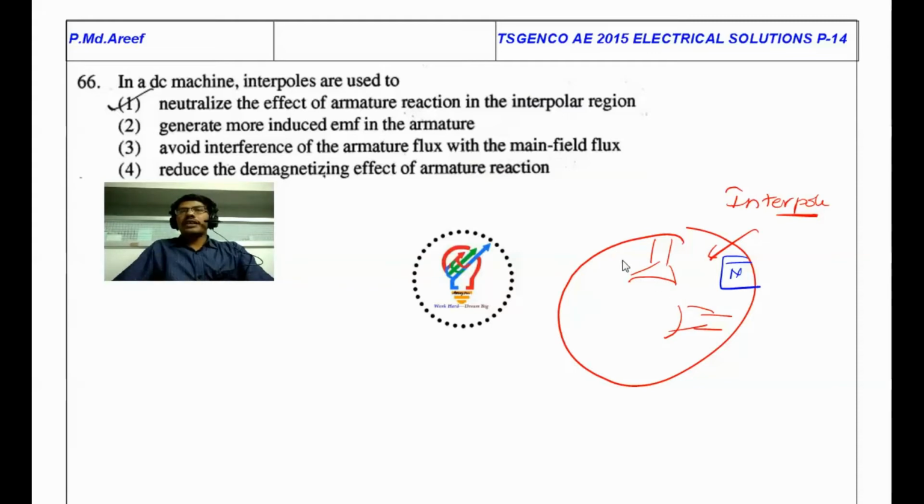Why? Here we have the leading pole tip, and here the trailing pole tip. Because of these tips and the saturation effect of the core, the flux is not uniformly distributed, so here we'll have some maximum flux. In order to neutralize this, we use the interpoles to neutralize the armature reaction effect. So neutralizing the effect of armature reaction in the interpole region is the right answer.